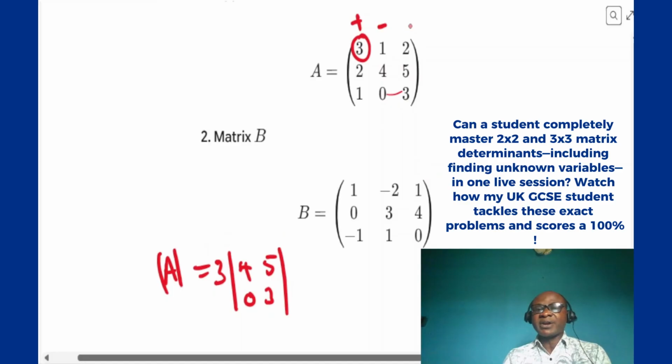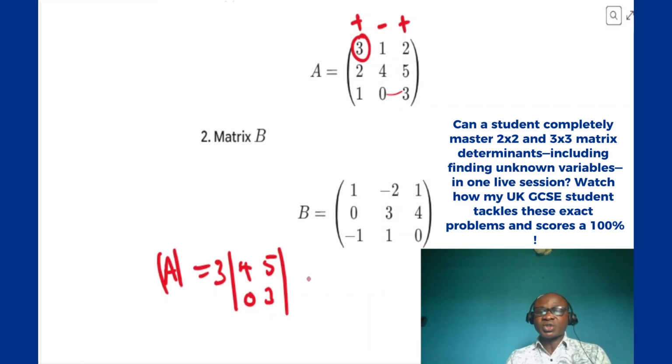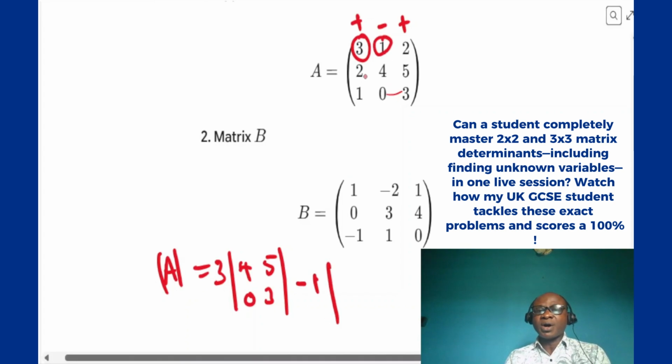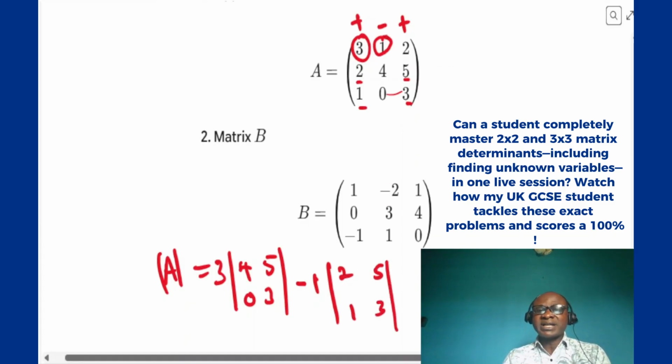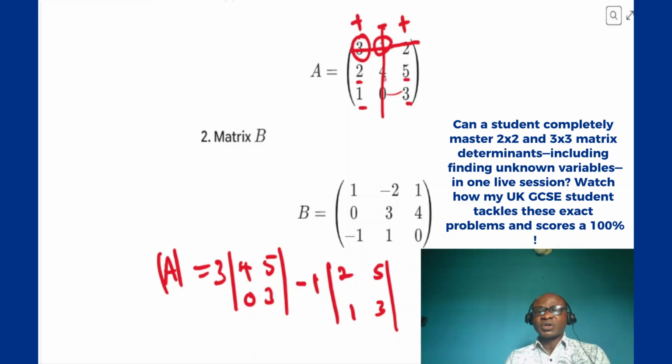The second one is minus, and the third one is plus. So that is what I use. So the first one is plus. The second one now is going to be minus. I will take this number here, 1. When I take that number 1, I'll find the determinant of 2, 5, 1, 3. So what I'll write here is 2, 5, 1, 3. What does it mean? It means that when I take this one, I will close this line and close this line. Is it okay? Yes, sir. So what will be left are those other ones you can see.